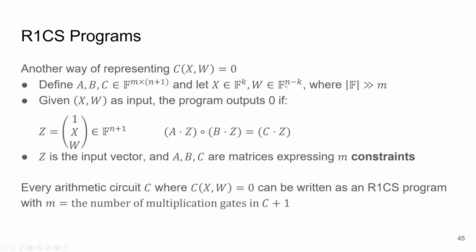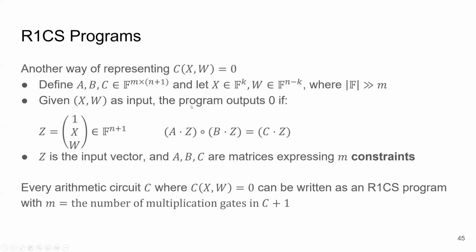Here, the very important assumption is that the size of our finite field, and finite fields can be just like the integers, the real numbers, lots of finite fields that we're very familiar with. We just need the size of the finite field to be much, much larger than m, which is the size of the other dimension of these matrices.